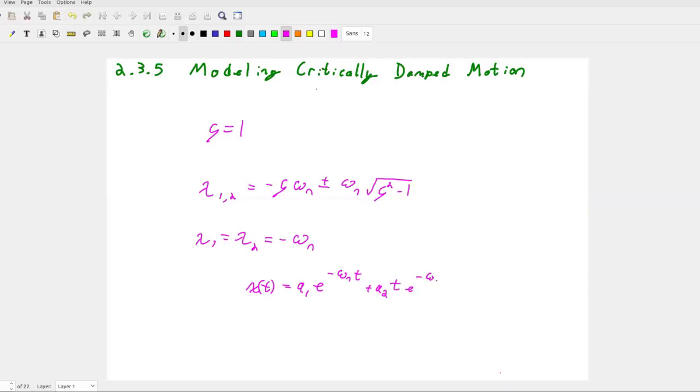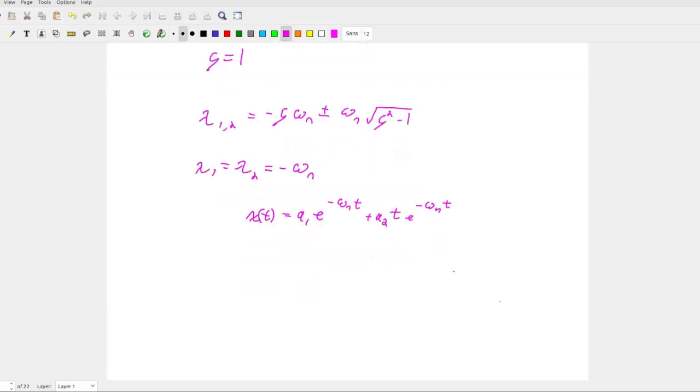E to the negative omega n t. Again, we are looking for a solution for the equation of motion, right? And one of the ways that we can get a solution for an ordinary differential equation is just to guess and check, right? So that's the thought process that we're working down now too. This becomes x of t is equal to A1 plus A2 t, just pulling those out, e to the negative omega n t.